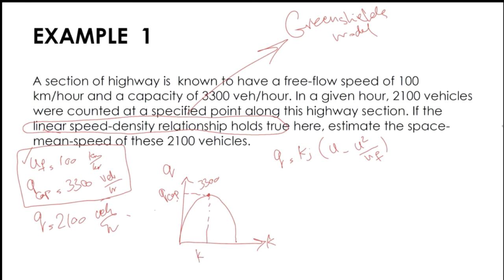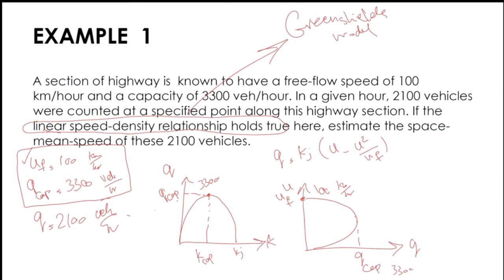Let's also write K cap here and Kj. I can also draw the speed-flow relationship. So this would be speed, this would be flow. I have the UF, so this is UF, right? Which is 100 kilometer per hour. And again, I have this Q cap, which is 3,300.